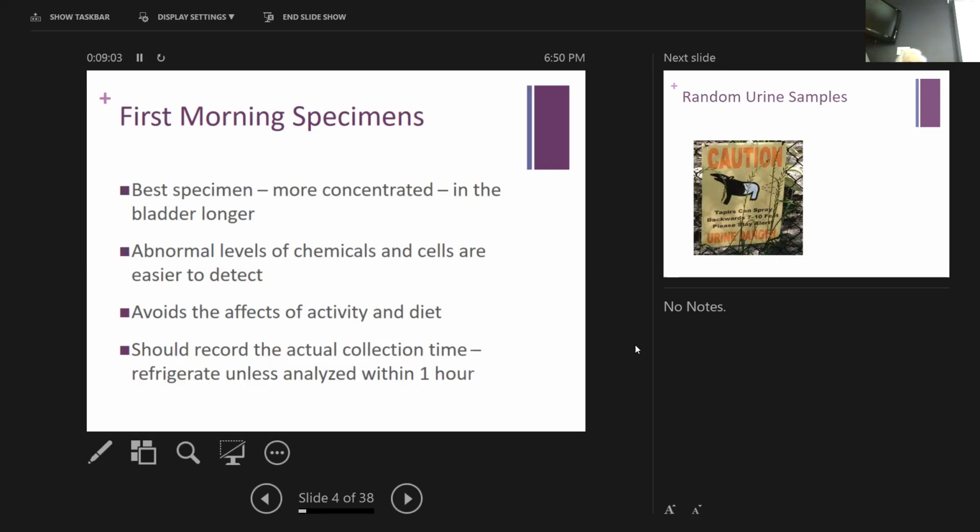If you're told to get a first morning specimen, and it's going to be more than about an hour before you can get it analyzed, which in most cases I would bet is going to be the case, you should cap it and refrigerate it. And remember that urine is pretty safe. You don't have to go, ew, urine in the refrigerator.